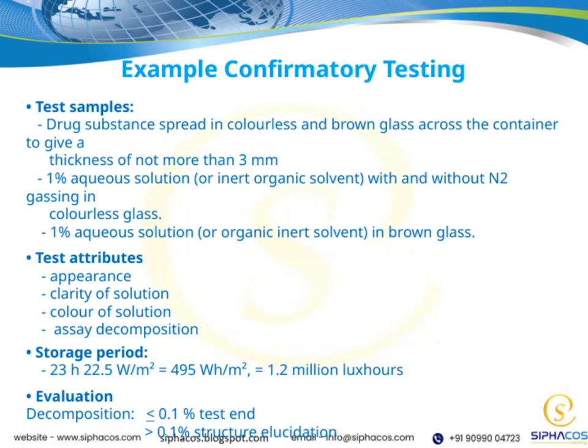Finally, when we evaluate decomposition, we're looking for a threshold of less than 0.1% degradation at the end of the test. If decomposition exceeds this, specifically over 0.1%, we need to perform structure elucidation to understand what changes have occurred. This step is crucial for confirming the stability and integrity of the drug substance under the tested conditions.